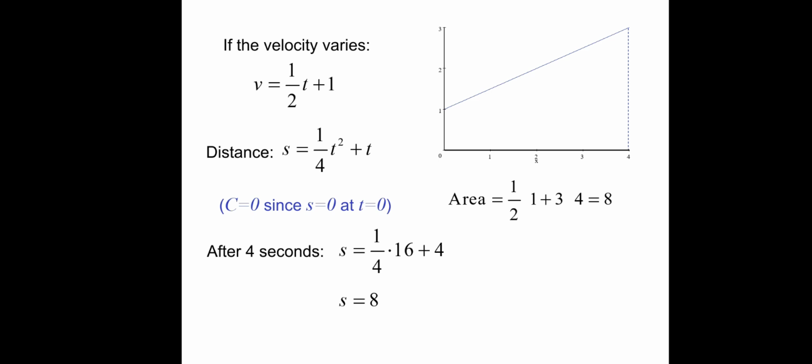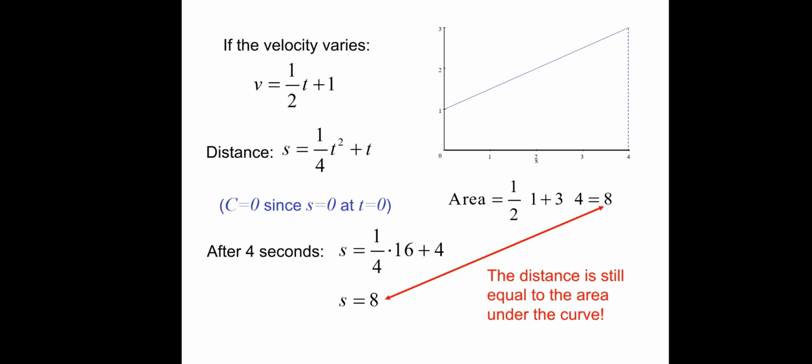So the area is equal to 1/2 times (1 plus t) times 4, which is equal to 8. The distance is still equal to the area under the curve. Notice that the area is a trapezoid.